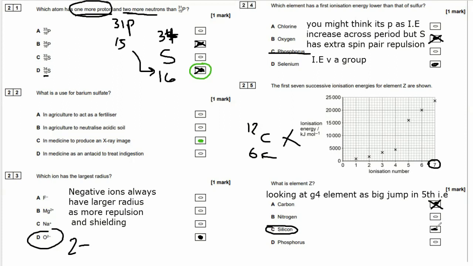It can't be nitrogen or phosphorus, as they're both in group 5, so we get a jump between the 5th and 6th ionization energy. And that's that.